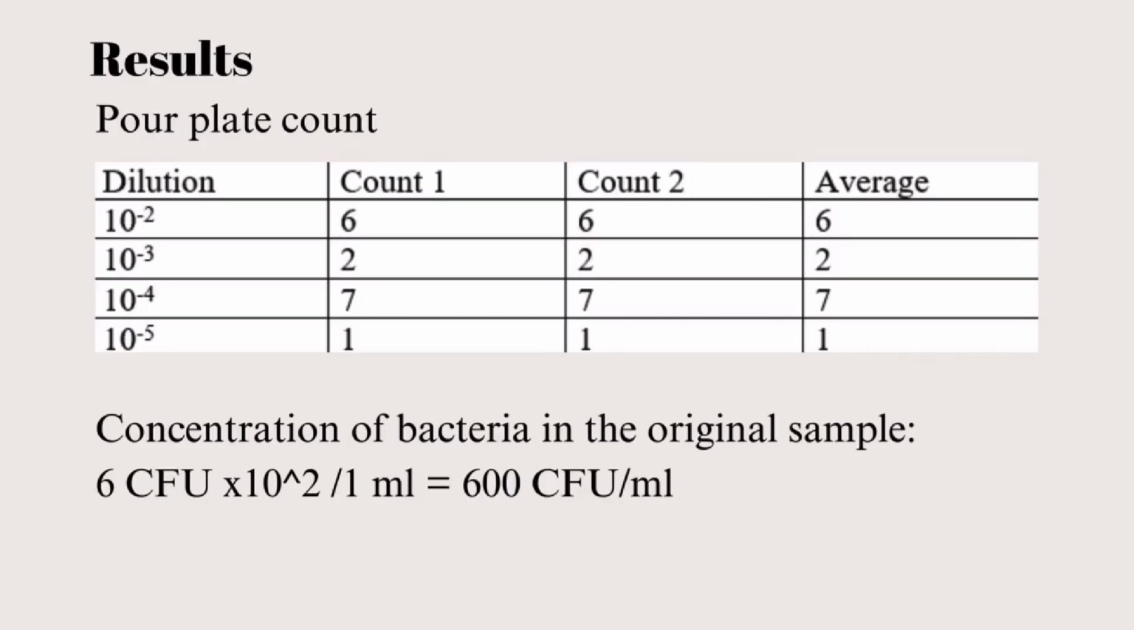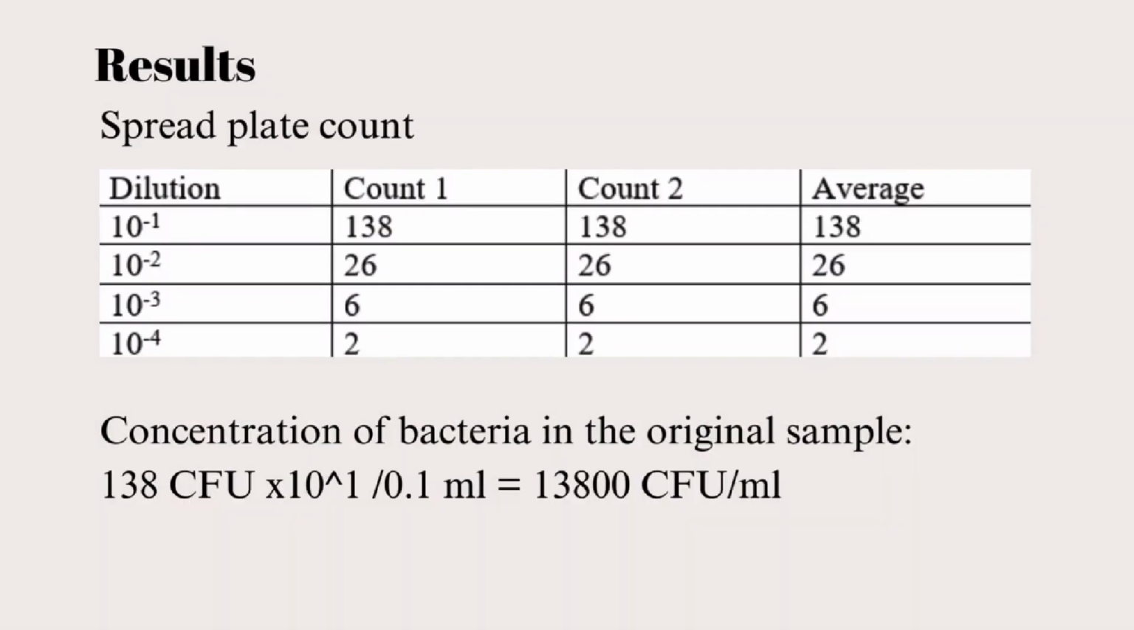This is the table for the pour plate method. However, the counts are not statistically reliable because they are below 30. This is the table for the spread plate method. The first dilution has statistically reliable data, while the others are statistically unreliable. The concentration of bacteria in the original sample is 13,800 colony-forming units per milliliter.